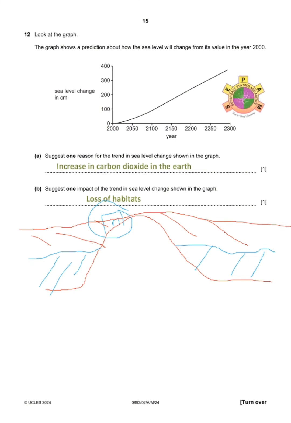So this is Johnson's house. But what is going to happen? So let's assume that the sea level rises and it rises to this point. Wow. So what's happened? This area is flooded. So the occupant of this house, what's going to happen to Johnson's family?